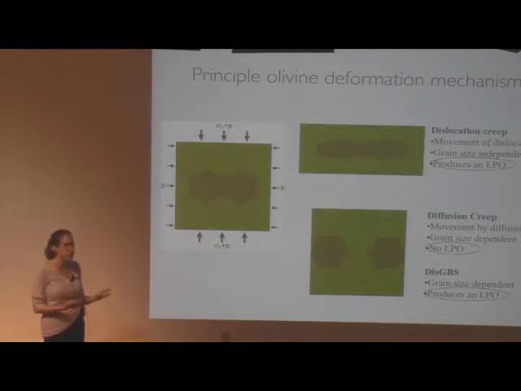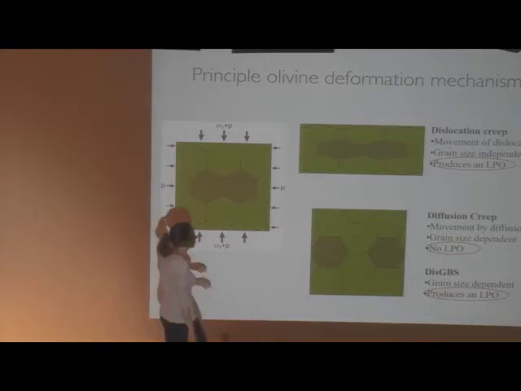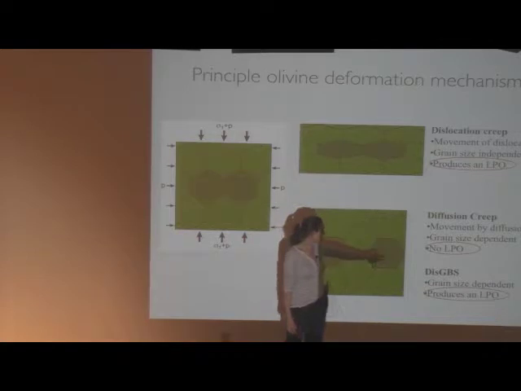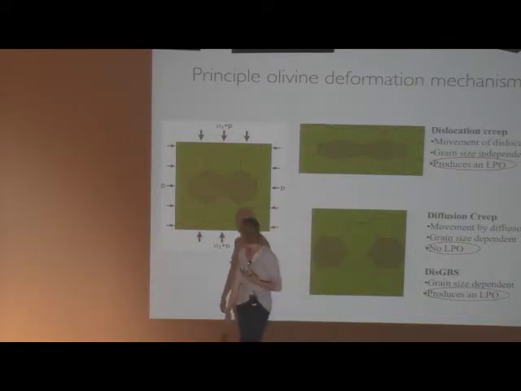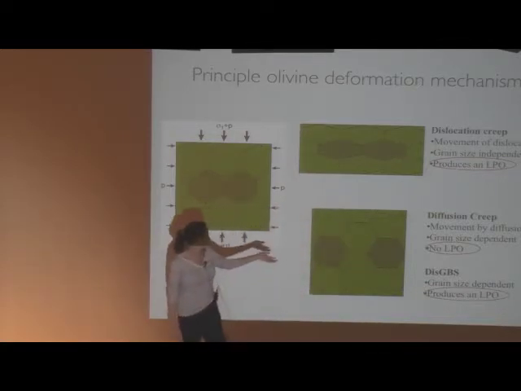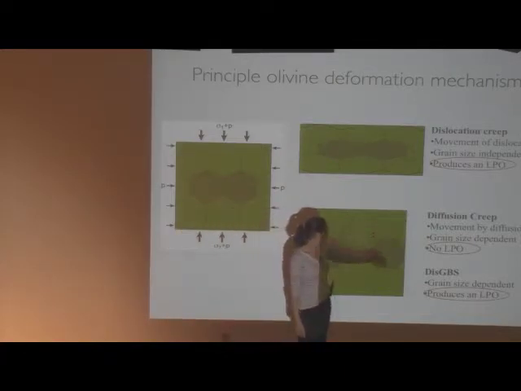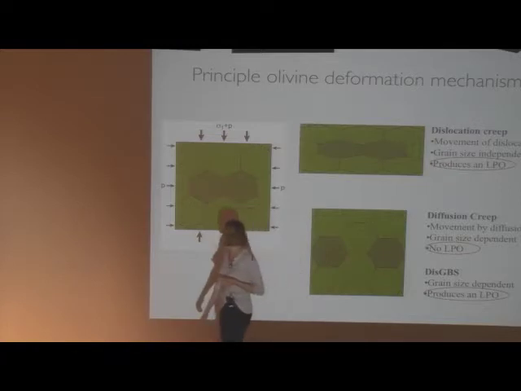So the fact that we do see this seismic anisotropy is one of the arguments that we are in some type of dislocation mechanism. And then there's this third regime called dislocation accommodated grain boundary sliding, often abbreviated as DIS-GBS. And this is both grain size dependent, as diffusion creep is, but it does produce a lattice preferred orientation.